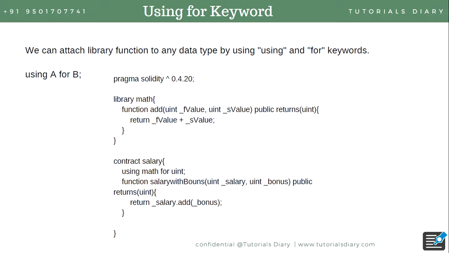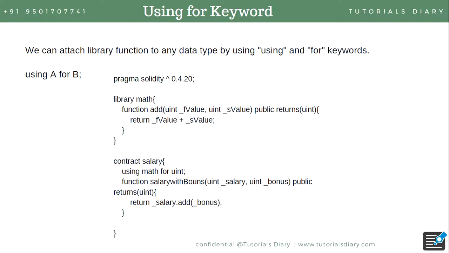And there is one more concept when we talk about libraries. There are two keywords, using and for. What happens is that you can attach a library function to any data type. You have different data types in Solidity, like unsigned integer, string, bool, and others. Now you can extend that data type to include sub-functions as well. Here you have a math library. It has an add function, it can have subtract, division, multiplication, and so on. It can have many functions, right?